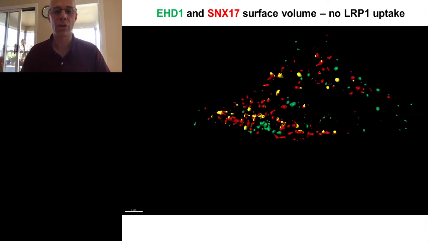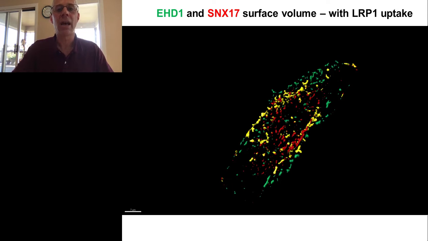This shows you the 3D image with no uptake. So there is a modicum, the yellow pixels that you can see there represent the overlap. And you can see there's certainly a degree of overlap even with no uptake, because receptors are always being taken up to some degree. But when we do the uptake, you can see that there's considerably more yellow representing the overlap of the surface volume between EHD1 and SNCC17.